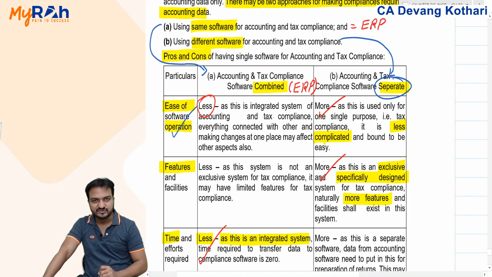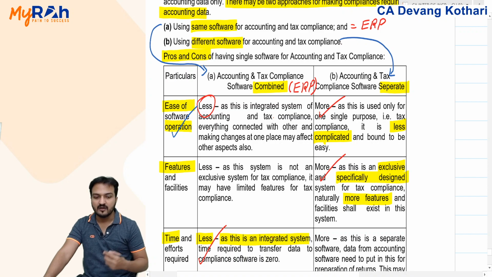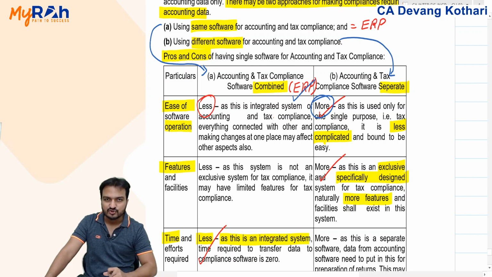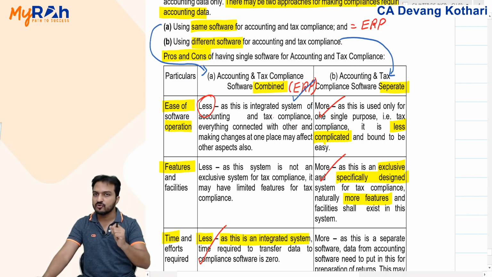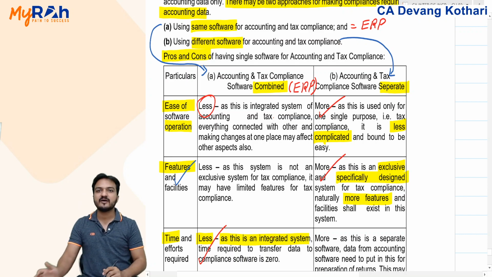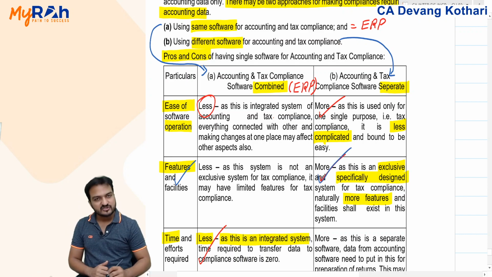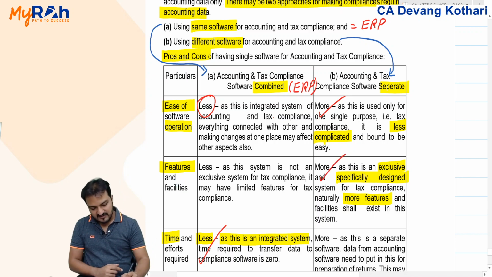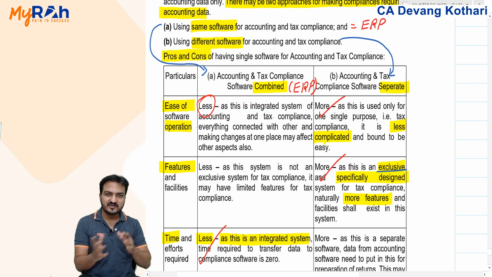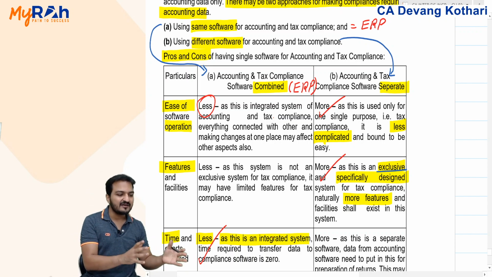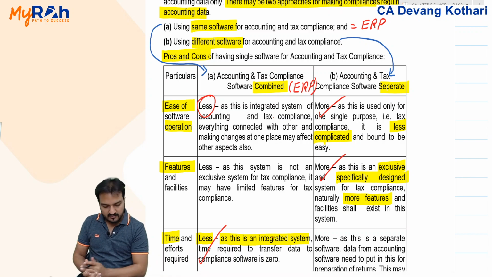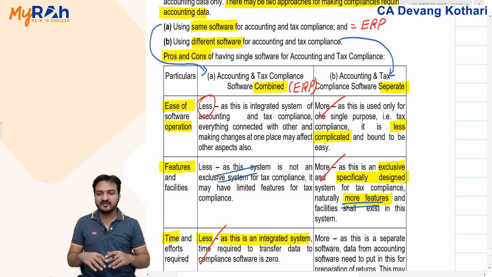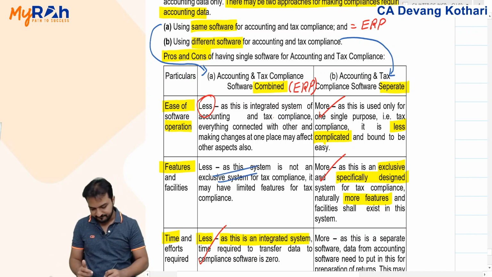Ease of operation. Which will be easier to operate? Separate software will be easier to operate, because ERP is not an easy software. You need proper training to be given to use that ERP software. Which method will have better features? Again, separate software will have more features, because there is an exclusive software only for accounting and an exclusive software only for taxation. Naturally, that will have more features. But if it is a common software for both works, then some features might be cut down.